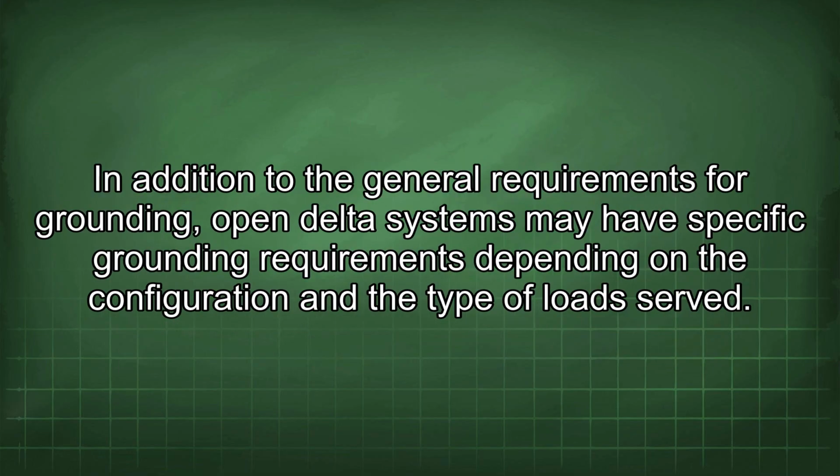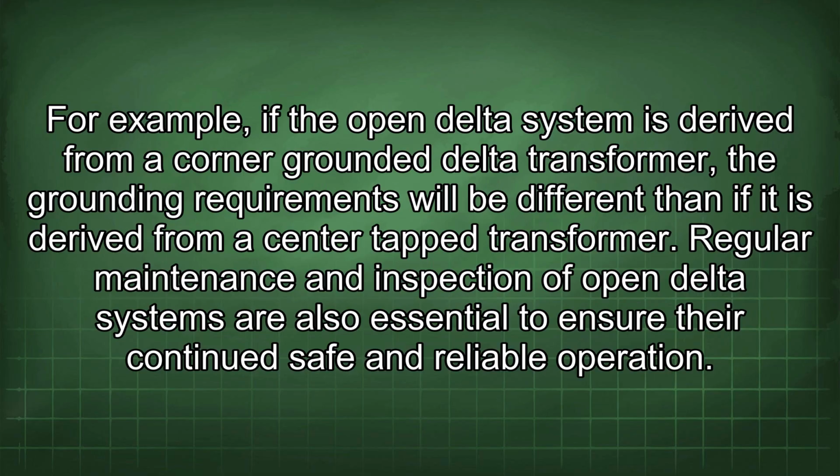In addition to the general requirements for grounding, open delta systems may have specific grounding requirements depending on the configuration and the type of load served. For example, if the open delta system is derived from a corner grounded delta transformer, the grounding requirements will be different than if it is derived from a center tapped transformer.